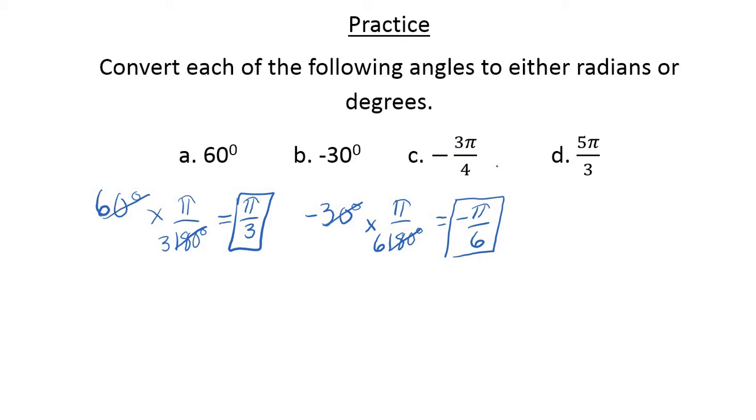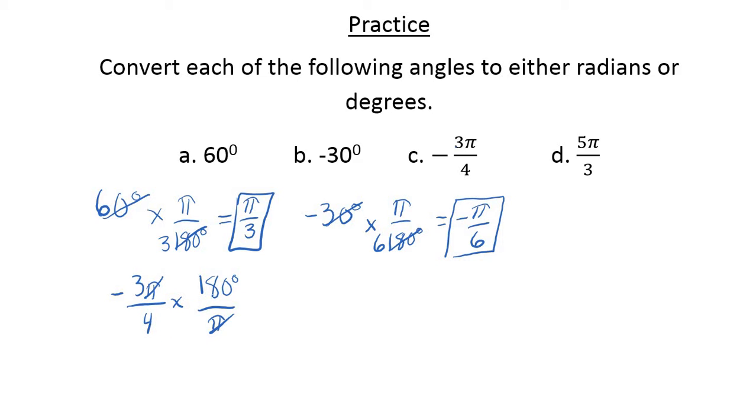Well, what if we're in radians? So notice, set it up very, very similar. So negative 3 pi fourths. Now we're going to multiply it by 180 over pi. Notice we flipped those because now I'm in radians. I want to go to degrees. My pi will cancel. And let's see what we can do here. So 180 over 4. Let's see if we can reduce that.